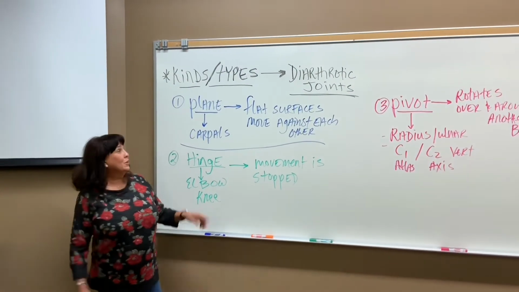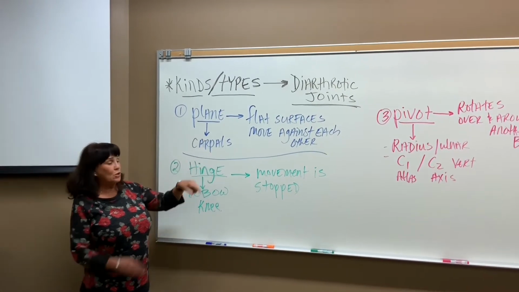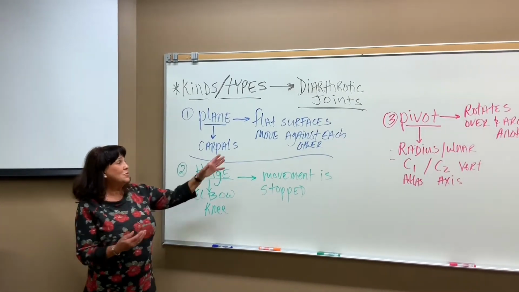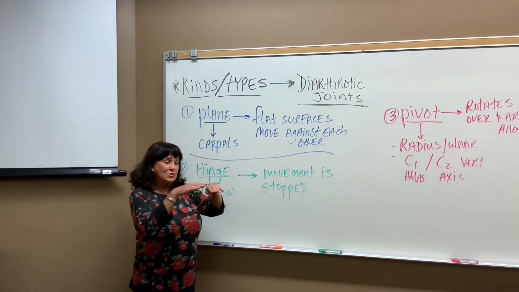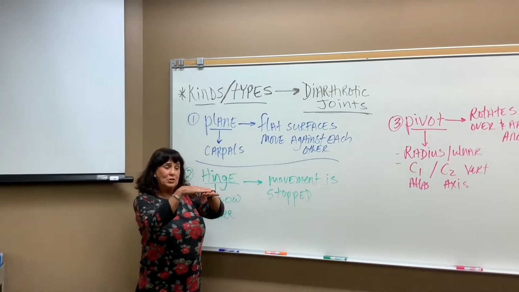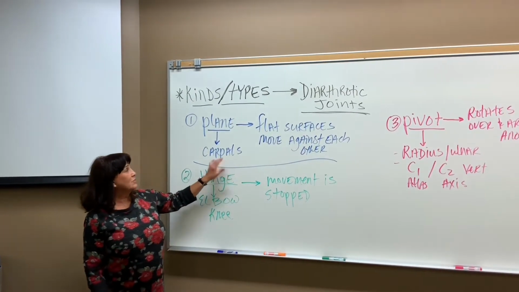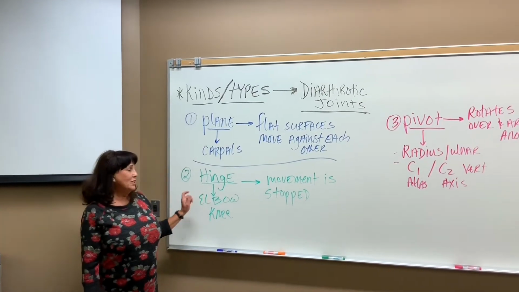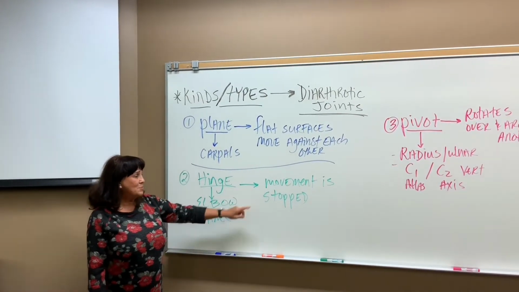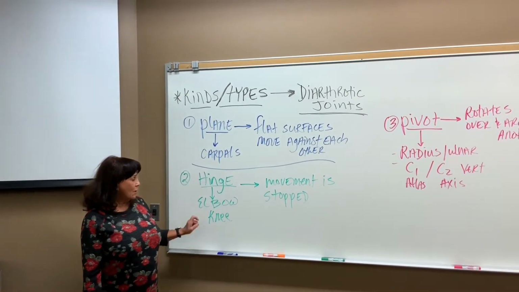So the first one is called a plane joint. And so plane joints are in your carpals, in your wrist. And so basically flat surfaces move against each other. So the two flat surfaces are going to move to create movements, and so in the wrist area. So those are called plane joints. Second one is a hinge joint. And so a hinge joint, the movement has a definite stopping point. So the best examples are your elbow and your knee.